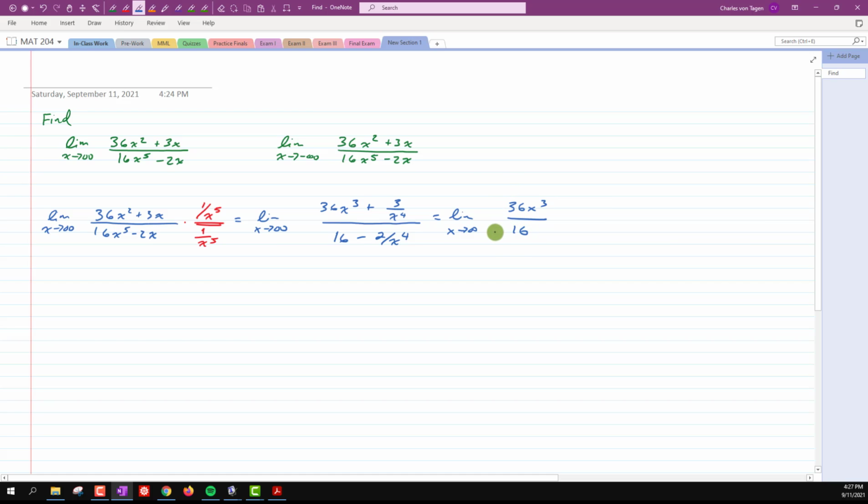But look what happens to this entire expression as x gets large. As x goes far to the right, x cubed becomes even more positive, and so this expression becomes a large positive number, and so that's how we rationalize the limit as infinity. For the second question, we do the same work. We'll have the limit as x approaches negative infinity of our 36x squared plus 3x all over 16x to the fifth minus 2x. And just like we did in the first example, we'll multiply by 1 over x to the fifth. This part is identical.